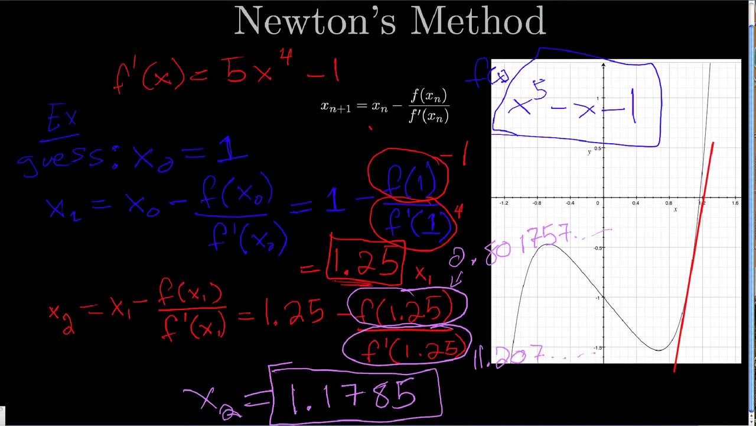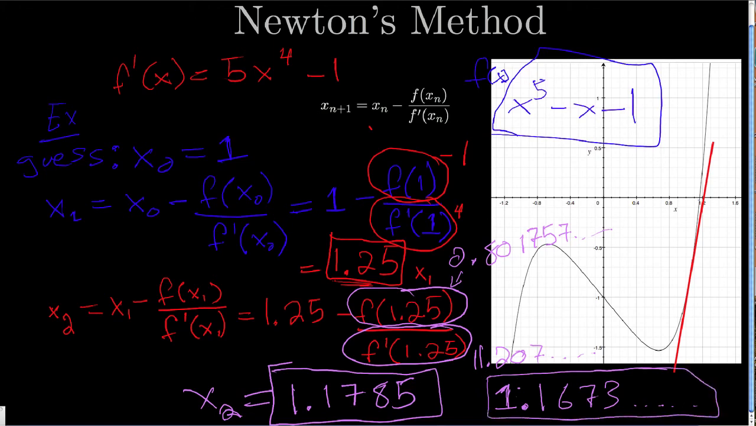And so you would repeat this until you get to as many decimal places of accuracy as you would like. If you do this enough times, you'll get that it's actually around 1.1673, and so on and so forth. So this is what you would be striving towards. If you find x sub 3, you would get closer to that. And that's it.